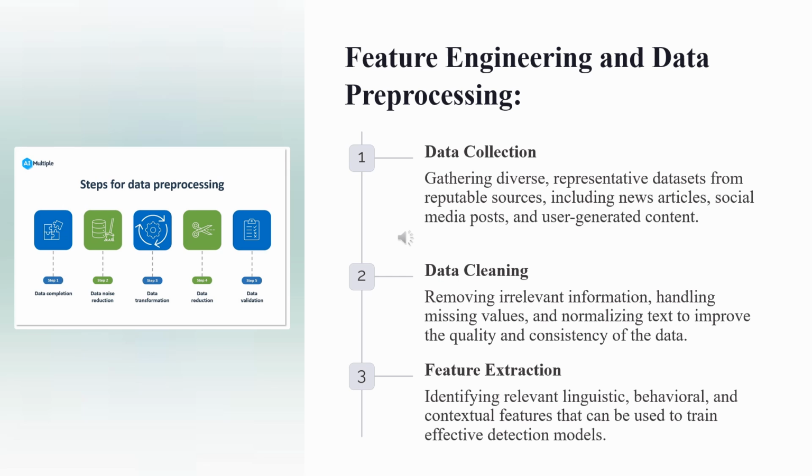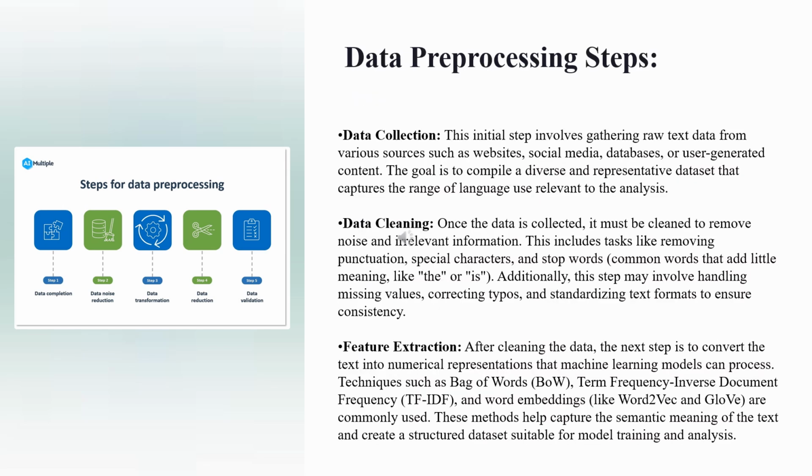Feature engineering and data preprocessing. It contains three steps: data collection, data cleaning, and feature extraction. I'll explain in detail about it. So, data collection. The first step involves gathering raw text data from various sources such as websites, social media, databases, or user-generated content. Then we compile a diverse and representative dataset that captures the range of language relevant to analysis.